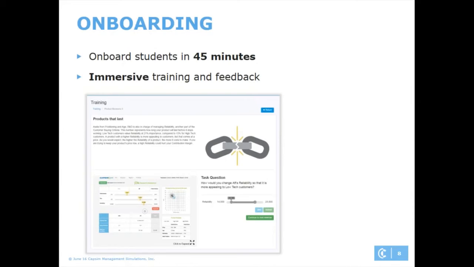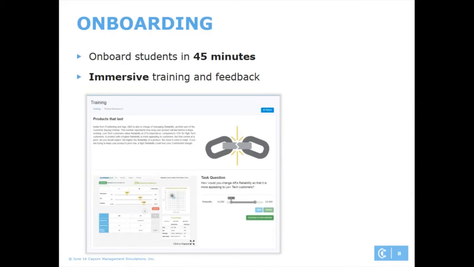So in the training module, we really look to reduce that learning curve and help students get an idea of what they need to do as early as possible. The onboarding system that we created walks the student through a training certification program, and they'll go through 3 stages of that: a beginner level, an intermediate level, and an advanced level certification. We know from our experience thus far that we can get students up the learning curve, onboarded and ready to make decisions in 45 minutes.